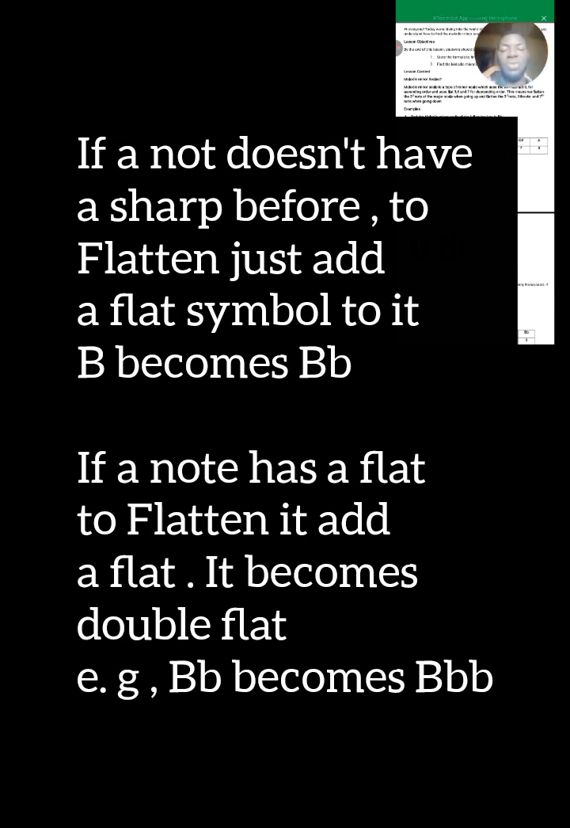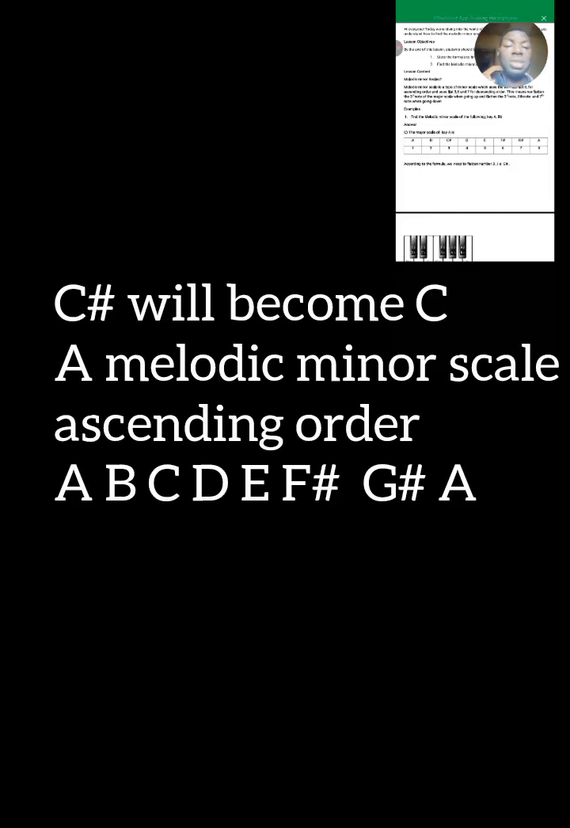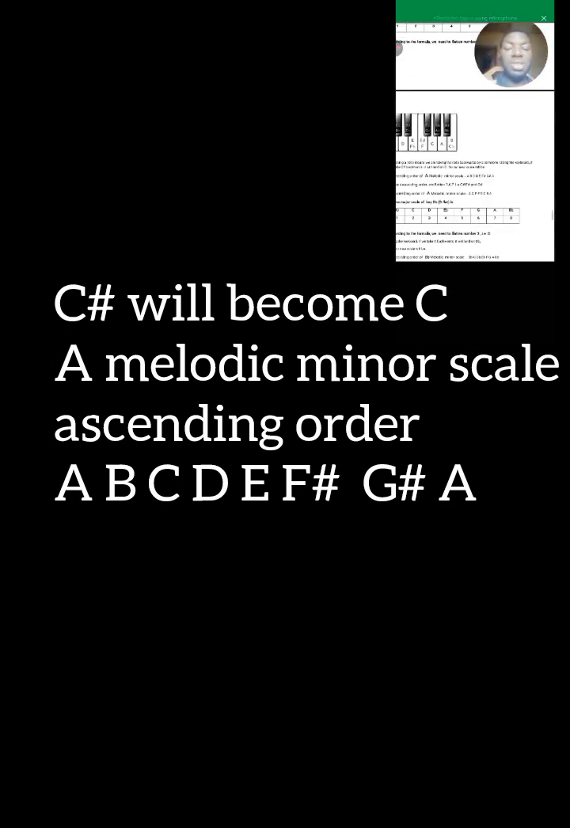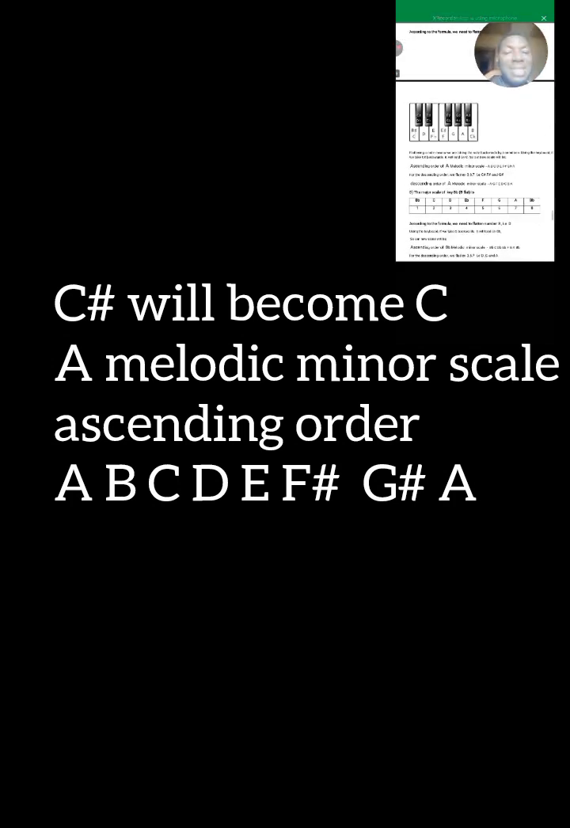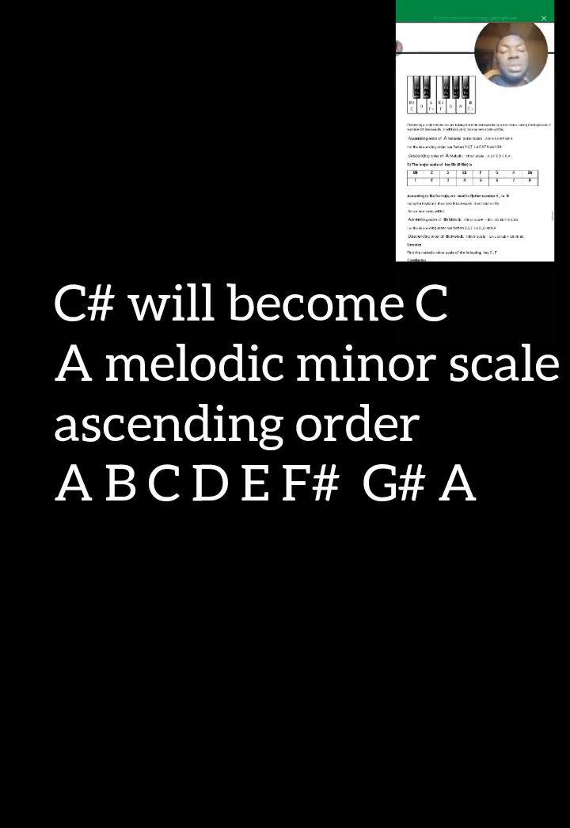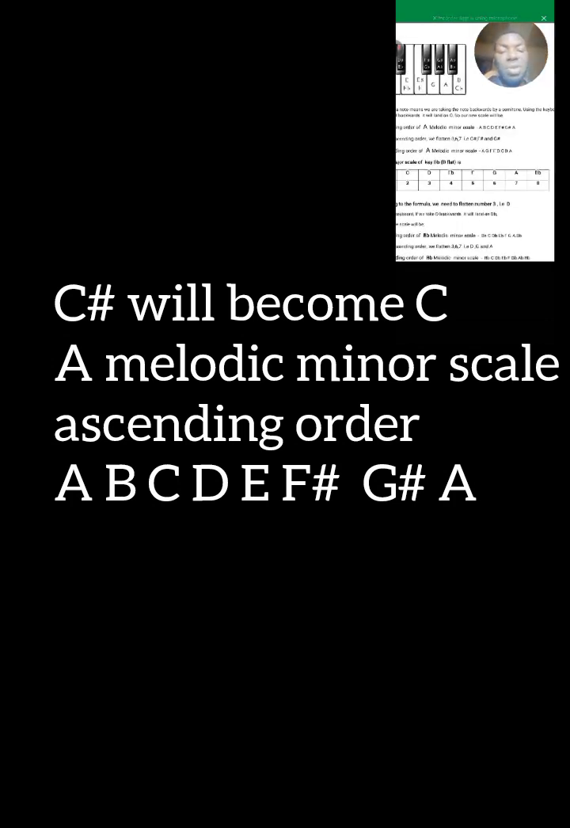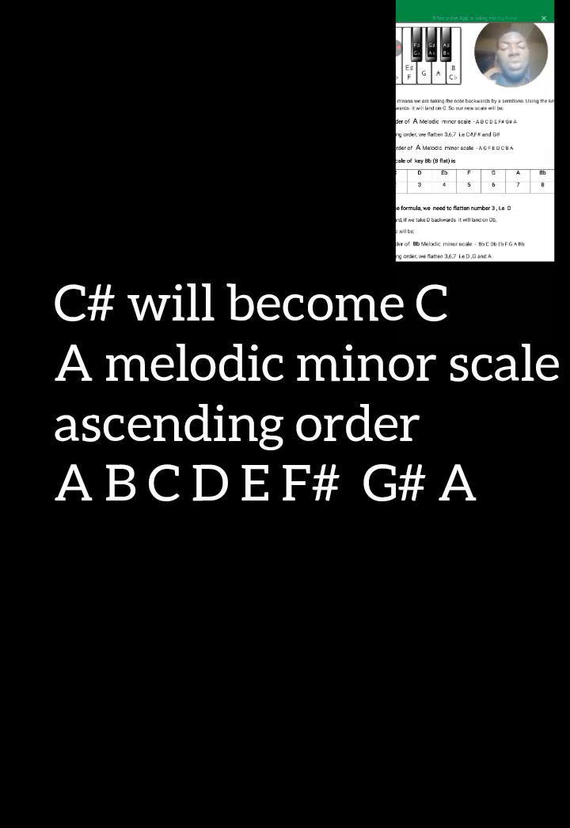So C sharp now, if you flatten it, like I said, since it has a sharp, it will become the natural note, which is ordinary C. So our new scale for the ascending order of the melodic minor will be A, B, C, D, E, F sharp, G sharp, and A. You can see that we have no business with the F sharp, the 6th note, and the 7th note. No business at all.